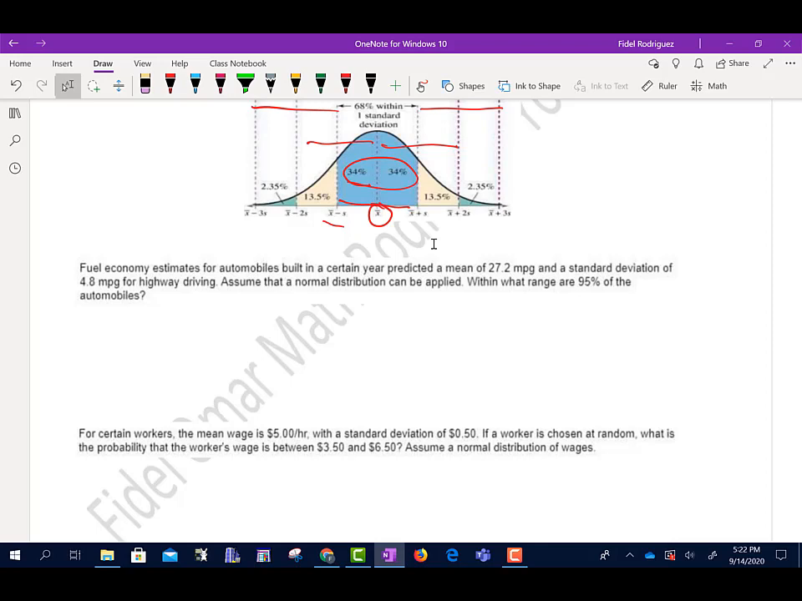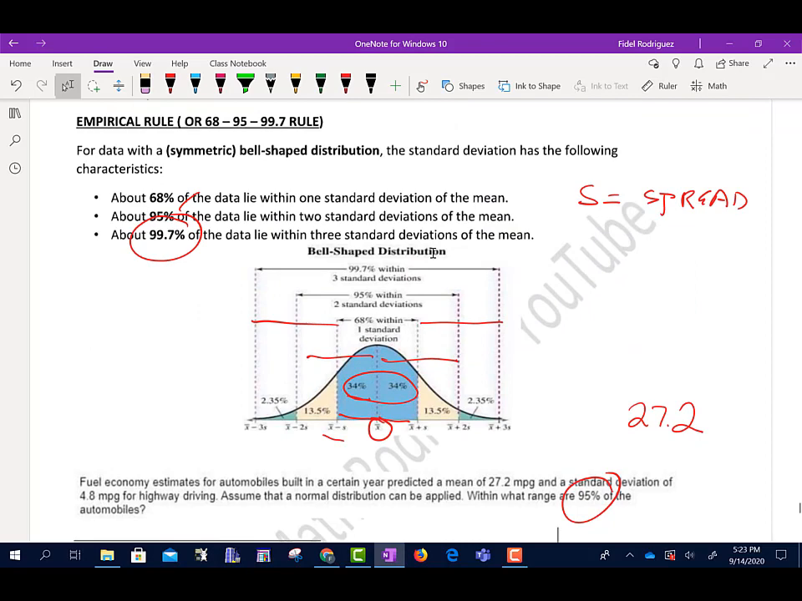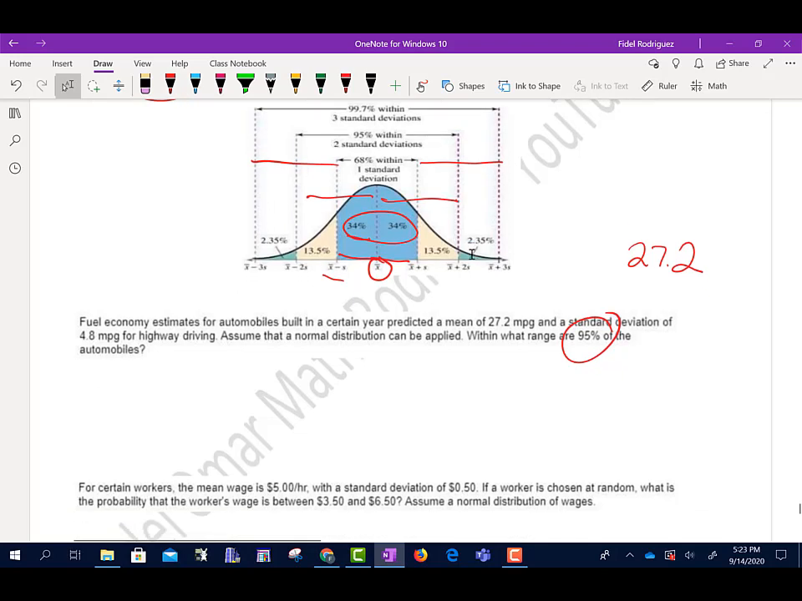So it says fuel economy estimates for automobiles built in a certain period predicted a mean of 27.2 and a standard deviation of 4.8 for highway driving. Assume a normal distribution can be applied. Within what range are 95% of the automobiles? Okay, so I'm going to take 27.2, right? 95%. So if I come back here, it tells 95% are within 2 standard deviations of the mean. Okay, my standard deviation, guys, was 4.8.